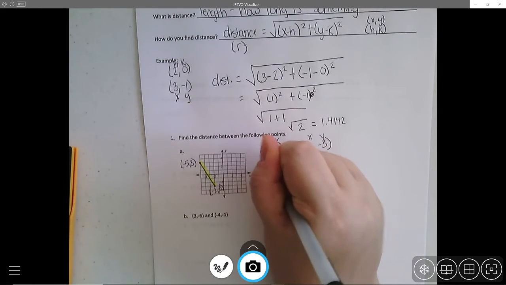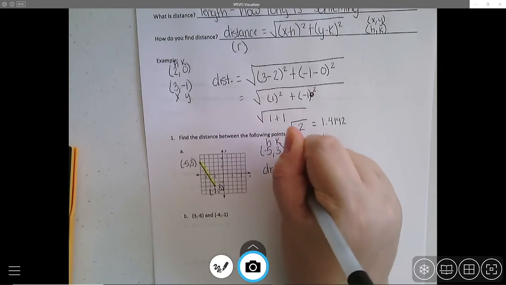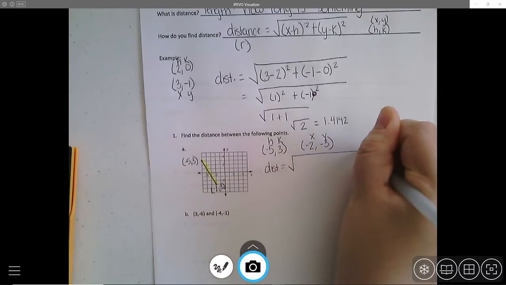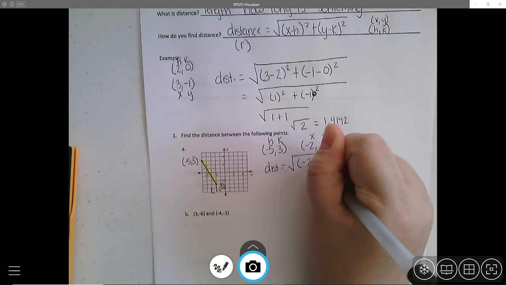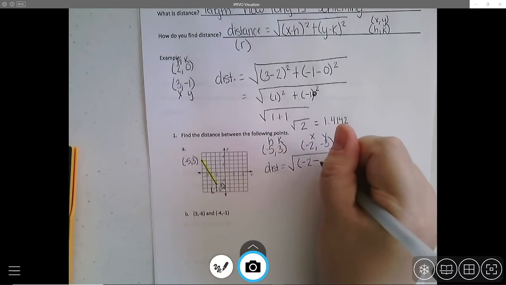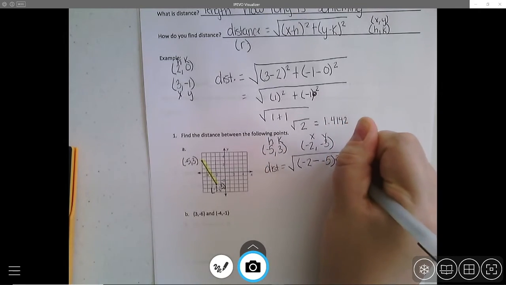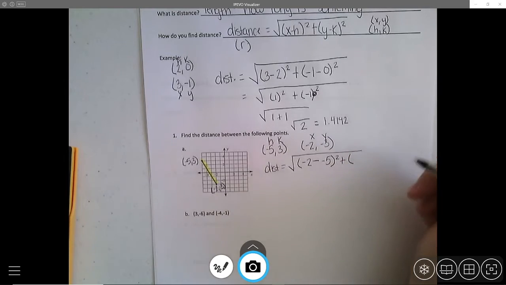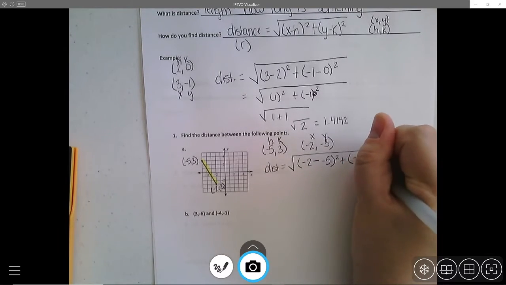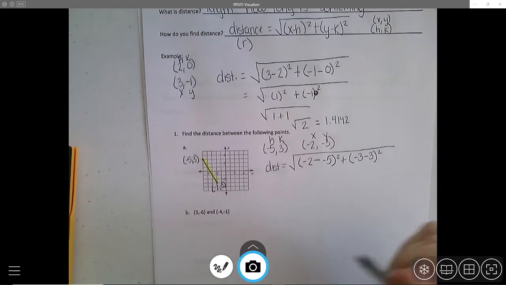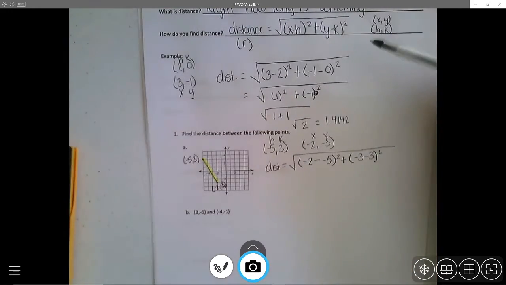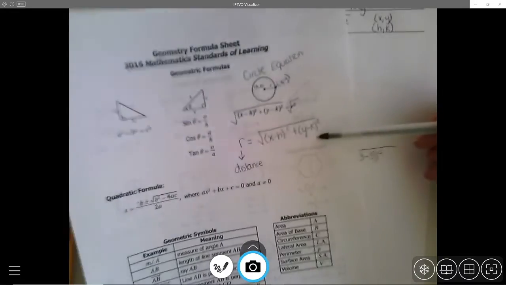So my distance is going to equal the square root of X minus H, negative 2 minus negative 5, squared, plus Y minus K, negative 3 minus 3, squared. You do not have to have that memorized. I'm seeing it up here. I also see it on my formula sheet off to the side.